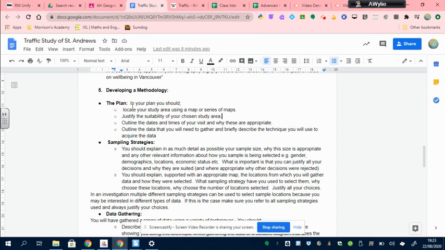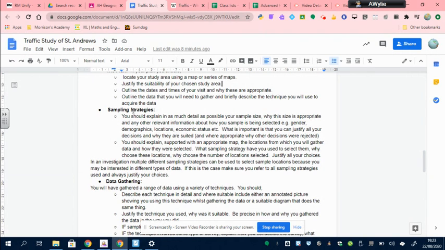Right, now that's us done with the plan. You can pause now and complete that if you want, or you can move straight on to sampling strategies. Now, why are sampling strategies so important? First of all, you might want to put that as a subheading in its own right.